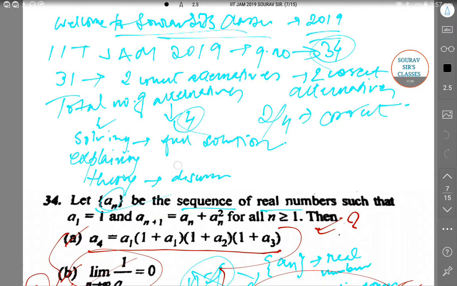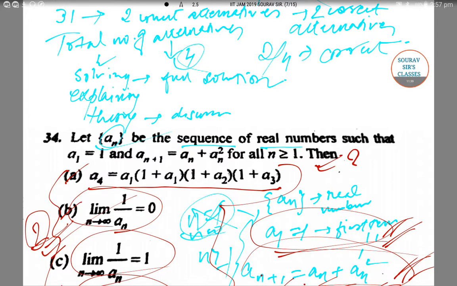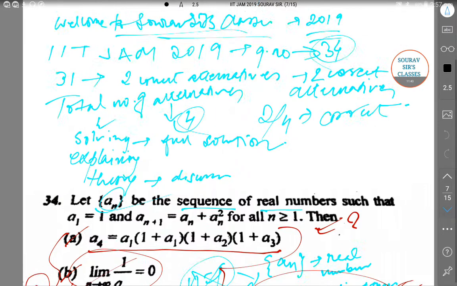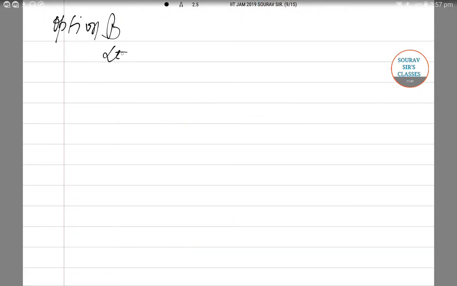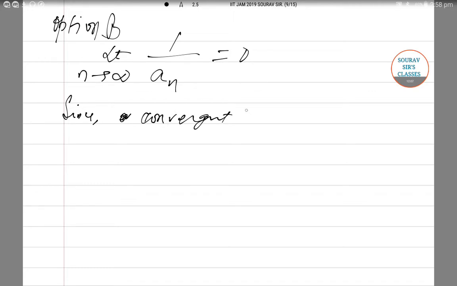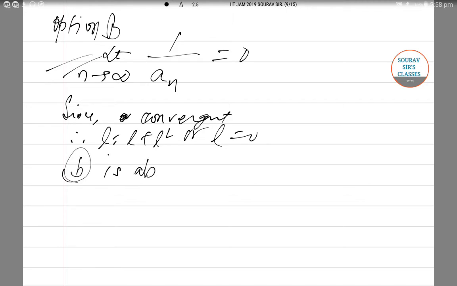Now look at option B. What was option B? Let me move back to the question and see. So option B was the limit of 1 by an equal to 0 when n tends to infinity. Okay, so let's study this option. Now if you put this, it is a convergent sequence. Since this is a convergent sequence, therefore L should be equal to L plus L squared, or L equal to 0. Therefore this option is also correct. So option B is also correct.